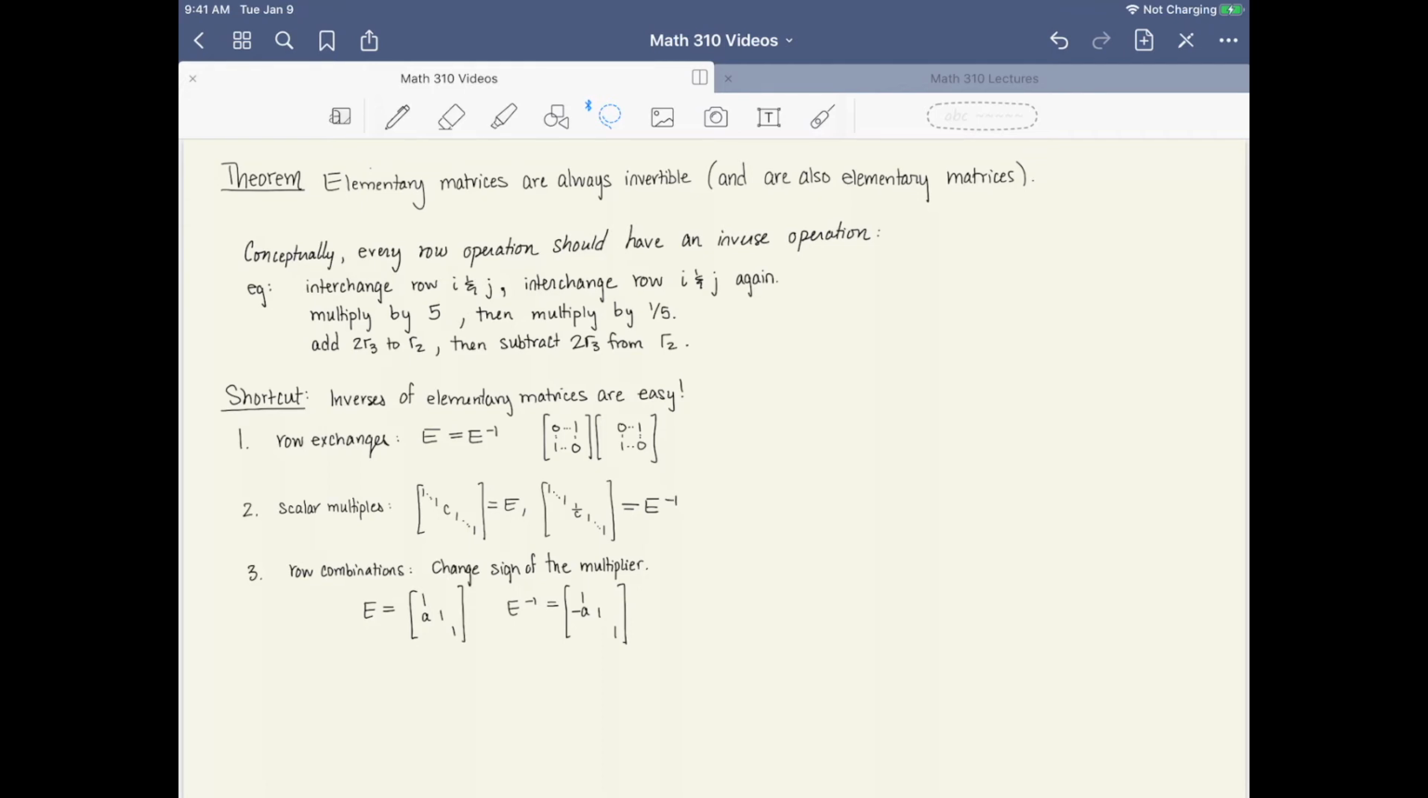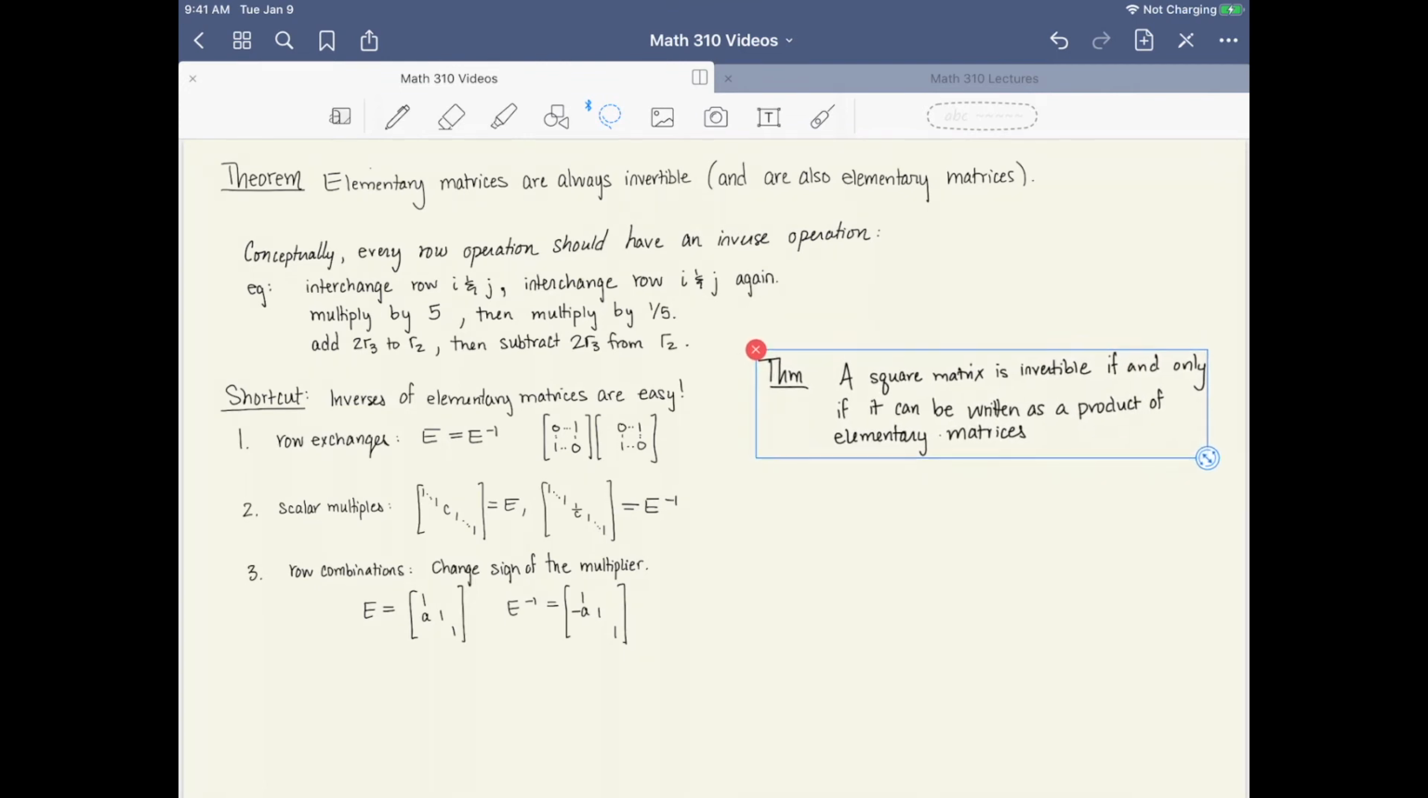So while we're on the topic of elementary matrices and their inverses, let me give you a handy fact. The theorem statement is that if you have a square matrix and you're wondering whether this matrix is invertible or not, it's true that it's invertible if and only if it can be written as a product of elementary matrices. And it's not so hard to prove this theorem, so let's go ahead and sketch out that argument right now.